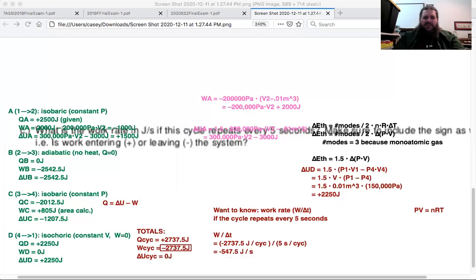And that would technically be power, because that's a rate at which energy is being transferred. Joules per second is watts. Any questions on that?